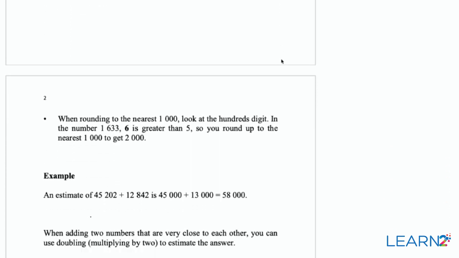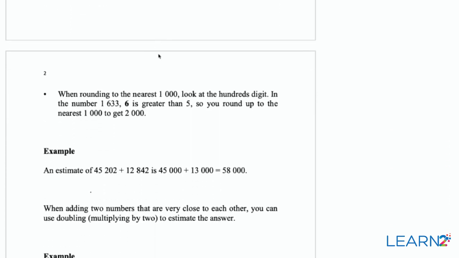What about looking at rounding to 1,000? Here we look at the hundreds digit. So if we're looking at 1,633, and we want to round it to the nearest 1,000, we're looking at this 6 now. That 6 is greater than 5, so once again, because it's greater than 5, we round it to the nearest 1,000, which is 2,000.